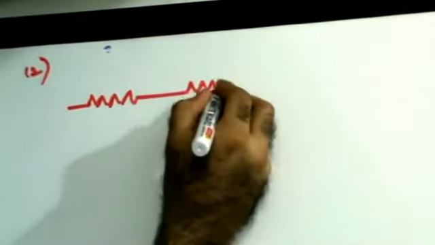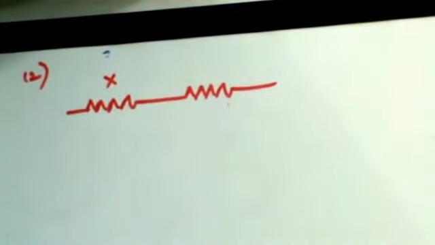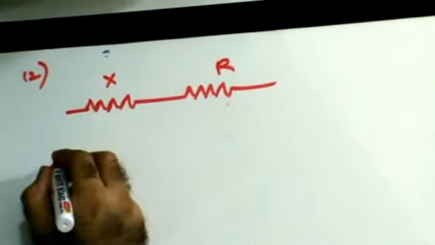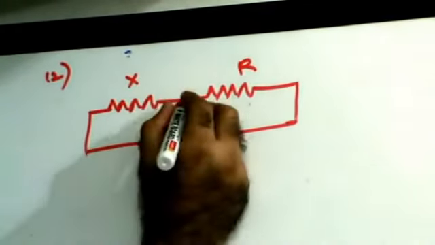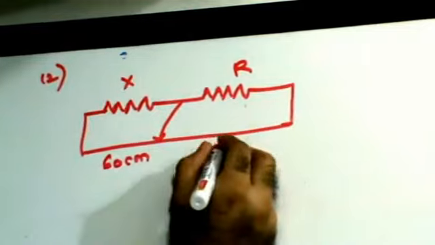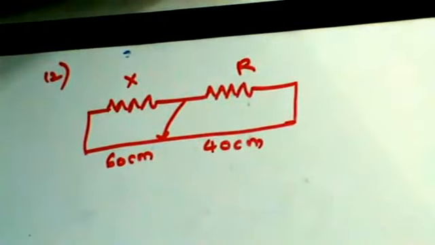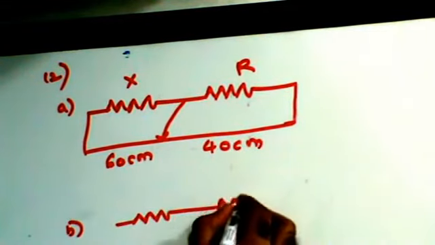An unknown resistance X is connected in the left gap. And R is connected in the right gap of a meter bridge. The balancing length is at 60 centimeters. Right? When R is increased by 2 ohms.